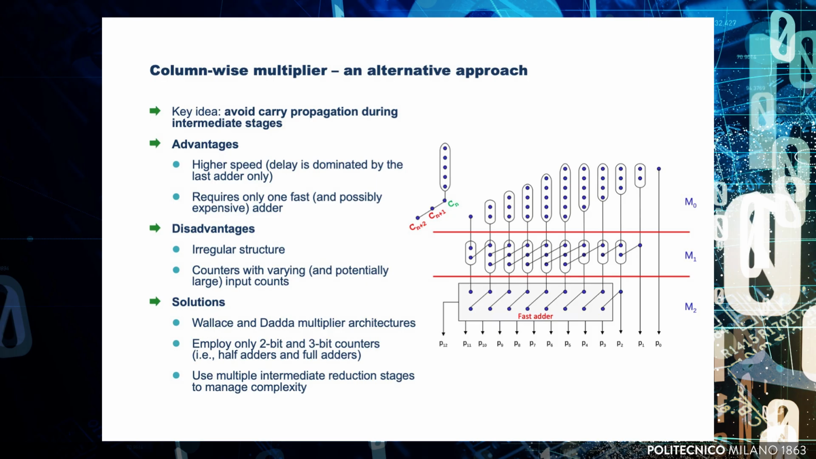The advantages of this method are related to its speed. The delay is dominated by the final adder, which can be implemented using a fast addition architecture. However, this architecture also shows a major drawback. The regularity of the structure is lost because each column requires different counters with variable input sizes, potentially large in number. To solve the problem of variable size counters, two well-known implementations were proposed by Wallace and Dada, both relying exclusively on counters with 2 or 3 inputs, corresponding respectively to half adders and full adders.